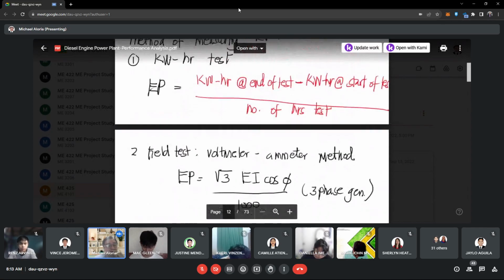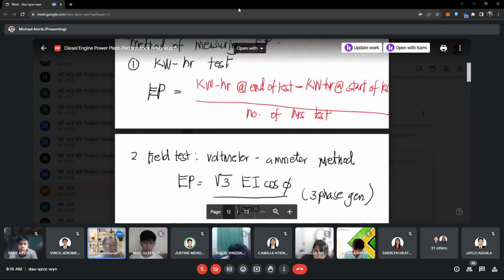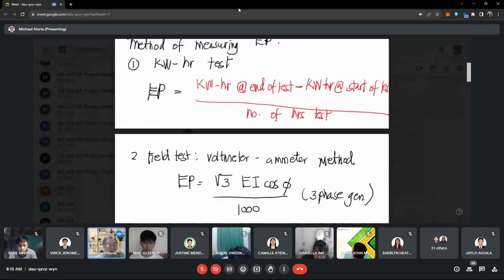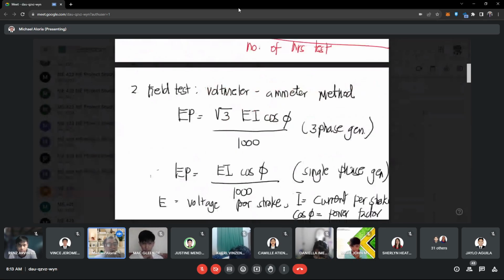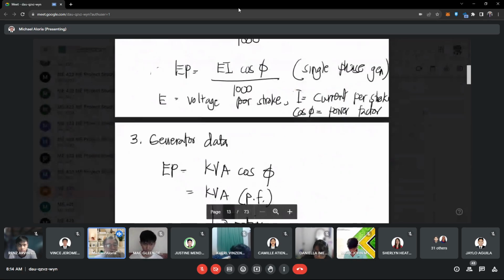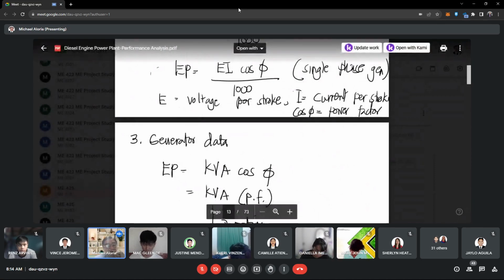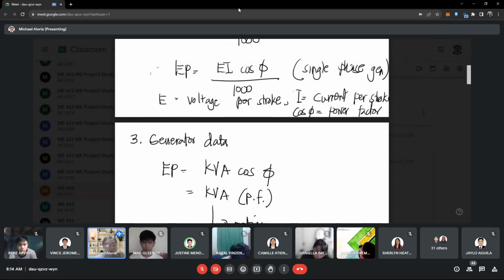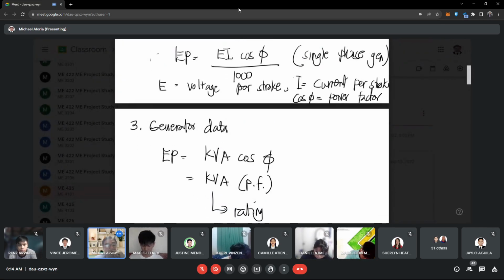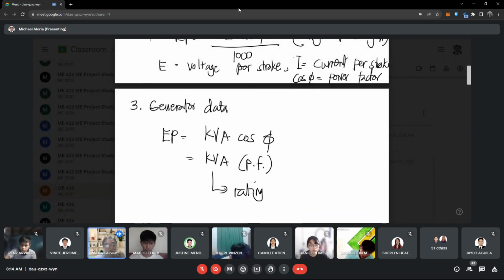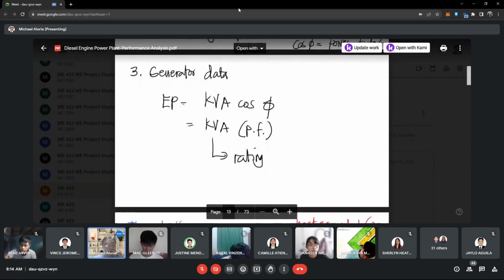So dalawa na yung method natin. First, kilowatt hour test. The second is field test. We measure the voltage, we measure the current. Okay, we can compute for EP. The third one is the generator data. So titingnan natin ano ba yung KVA rating niya. If you have your KVA rating, it is being multiplied by your power factor, we can simply get your EP. So KVA times your power factor.